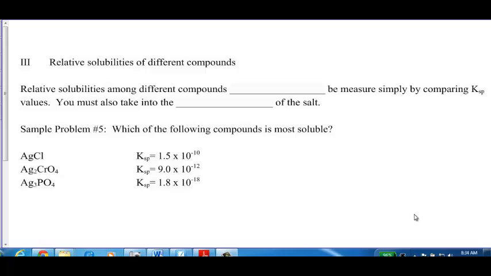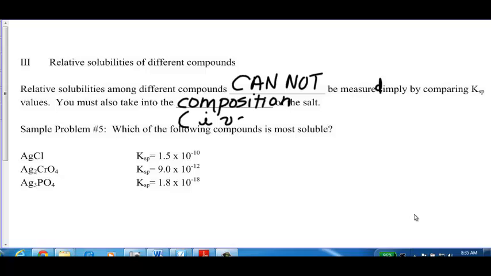So relative solubility cannot be determined by simply comparing KSP values. You must also take into account the composition of the salt. And when I say composition, I really mean the i value.